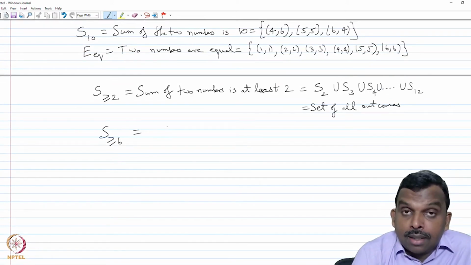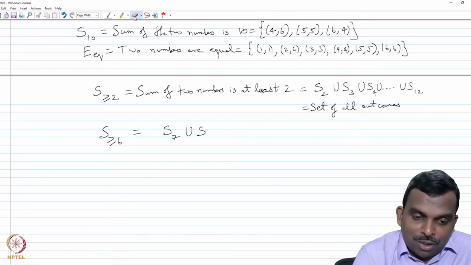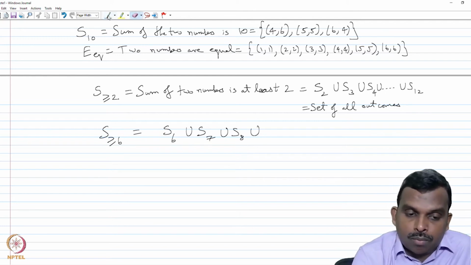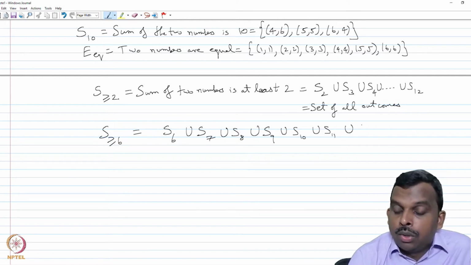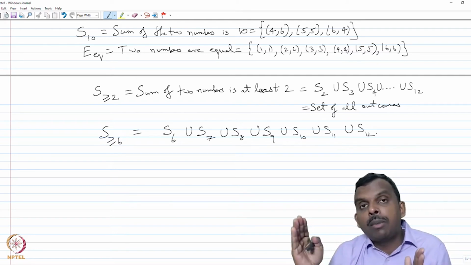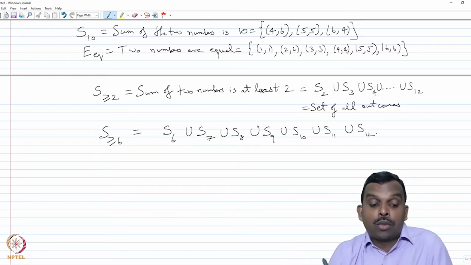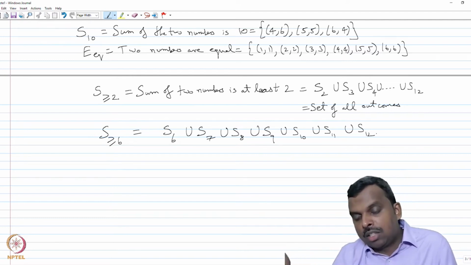Okay, so this would be S7 union, I'm sorry, I should be careful here, that's S6. This event is S6 union S7 union S8 union S9 union S10 union S11 union S12, right? The sum of two numbers can start at 2 and it can go all the way up to 12. If you have 6, 6, you have 12, right? So that's the maximum sum possible. So if I say the sum has to be at least 6, I have to take S6 union S7 union S8 so on till union S12.